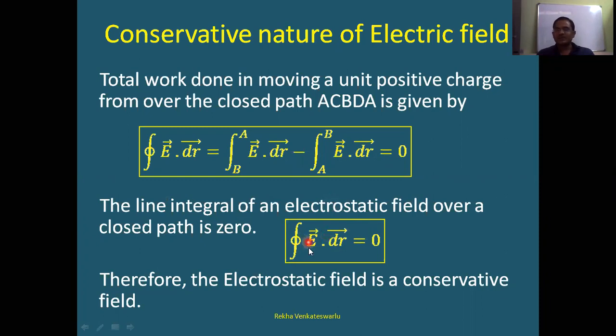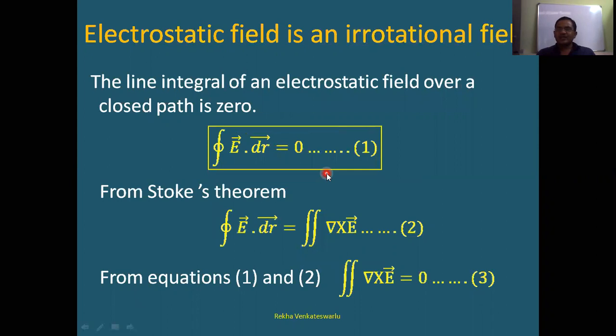So the conclusion is, since the line integral of electrostatic field over a closed path, that is ACBDA, is equal to 0, the electrostatic field is a conservative field. Now, the electrostatic field is an irrotational field. It is also one of the properties of a conservative field. Since it is conservative, the line integral of the electrostatic field over a closed path is equal to 0, closed integral E bar dot dr bar equal to 0.